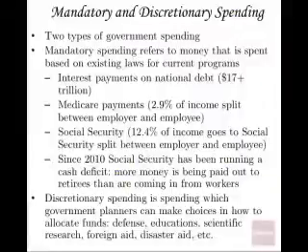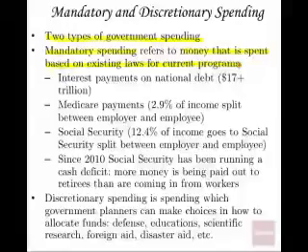And so there are two different types of spending in terms of what the government can spend its money on. It's generally two broad categories: mandatory and discretionary spending. First of all, mandatory spending refers to the money that is spent based on existing laws for current programs. So unless the law is changed, Congress is under compulsion to make payments. That's why it's referred to as mandatory spending.